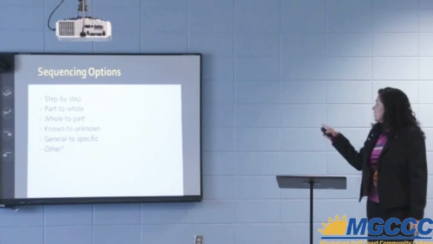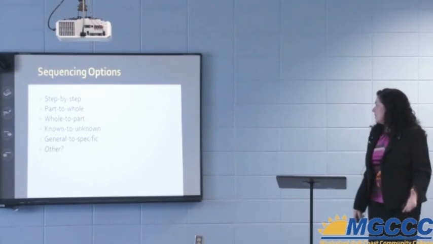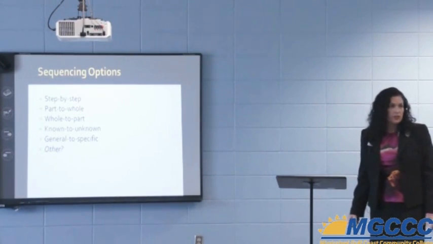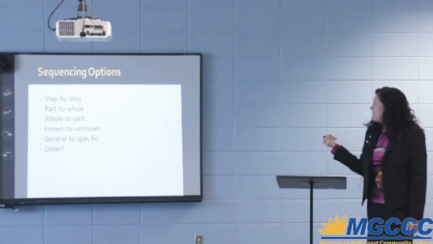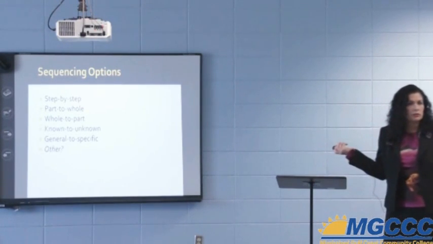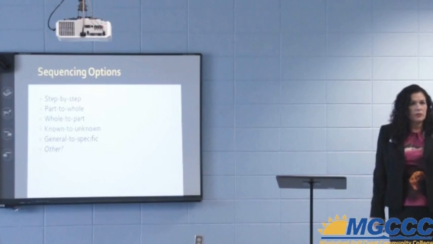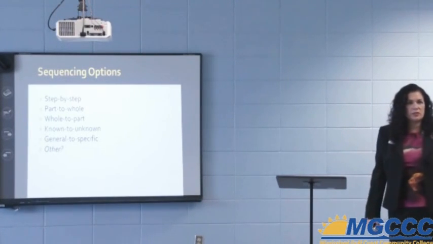What's going on there. General to specific. Again, looking at the big picture, then taking it to details. Can you think of other sequencing options that I hadn't talked about? Like with art, is there another way you can think of you would do it?